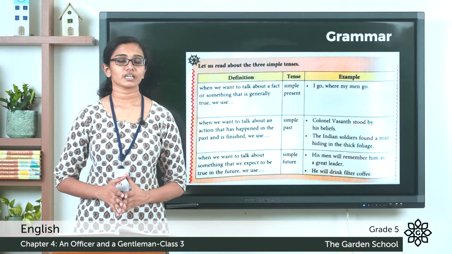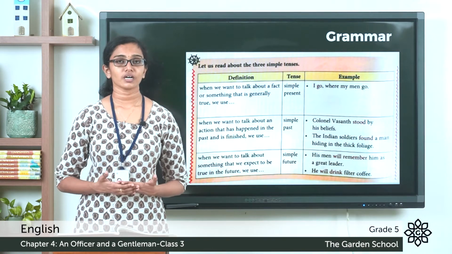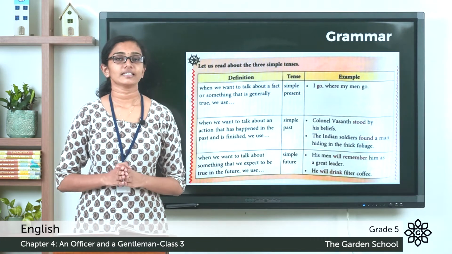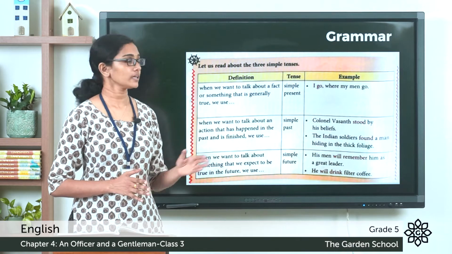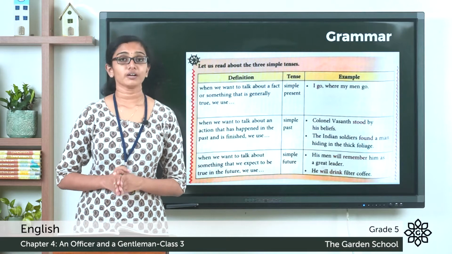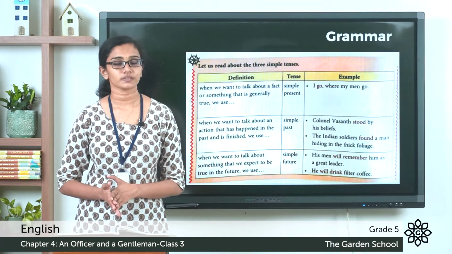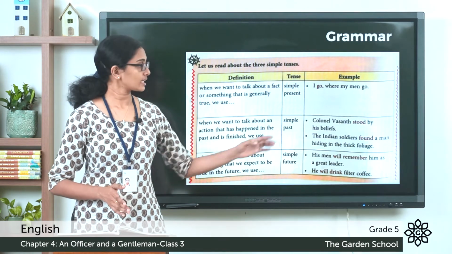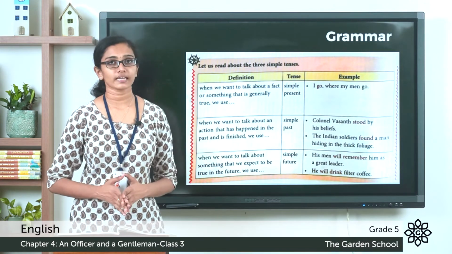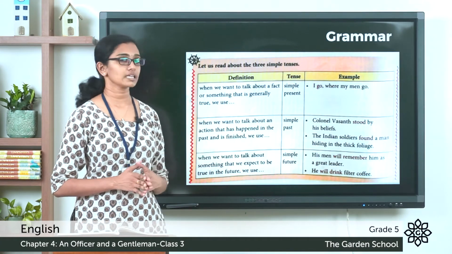So, the simple present tense. Simple present tense is usually used when you want to talk about a fact, a general truth, or a repeated action or a habit. Like in this sentence from the story, "I go where my men go." It's a fact, it's a general truth. And what about simple past? Simple past is used to refer to an action that is already finished, that happened in the past. And here are a couple of sentences that show an example. Colonel Vasant stood by his beliefs. The Indian soldiers found a man hiding in the thick foliage.